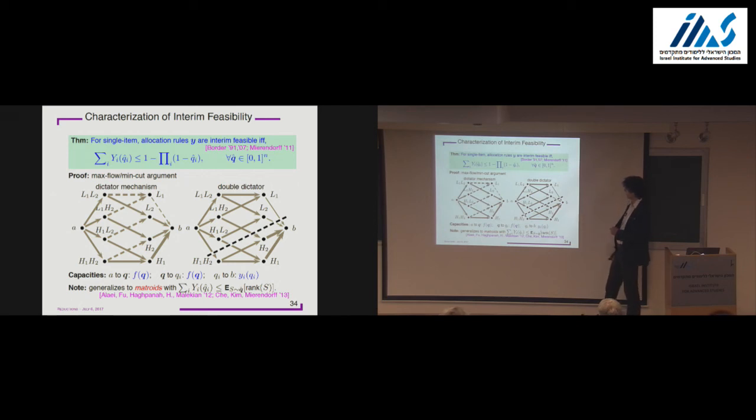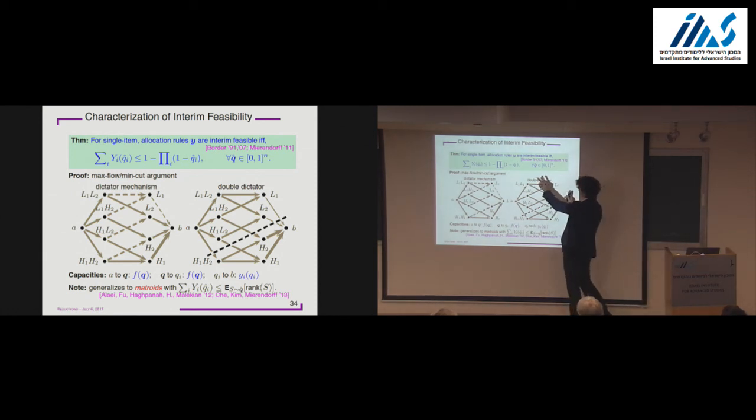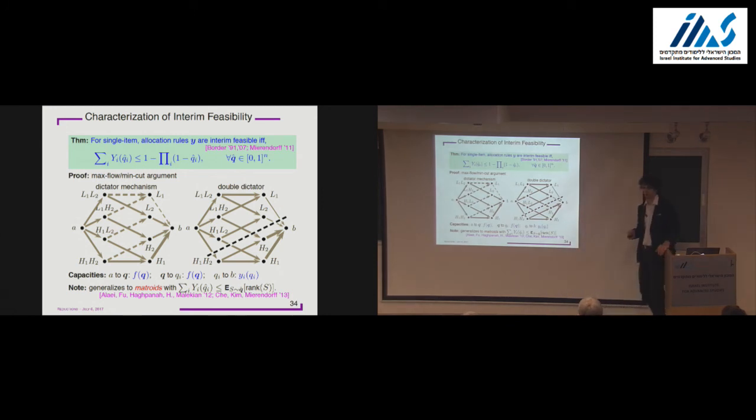I just want to tell you what happens badly with a double dictator. The beginning of the graph is based on the probabilities. The end of the graph is based on the interim allocation rule. Double dictator says both the high types are served and both the low types are not served. If I need those capacities, then I can find a cut in this graph which doesn't have total flow, which means I can't send the total flow all the way from A to B. So it's basically the max flow min cut theorem, which gives a characterization. That's the picture I like to draw to think about what's going on here.